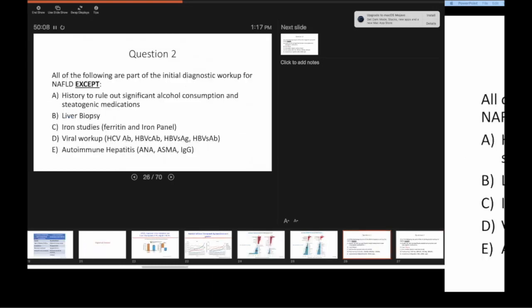So question number 2. All the following are part of the initial diagnostic workup for NAFLD except: history to rule out significant alcohol consumption and steatogenic medications, liver biopsy, iron studies, viral workup, or autoimmune hepatitis workup. What do you guys think? What don't you really do at that first visit?